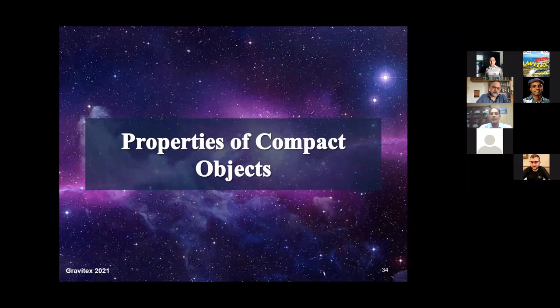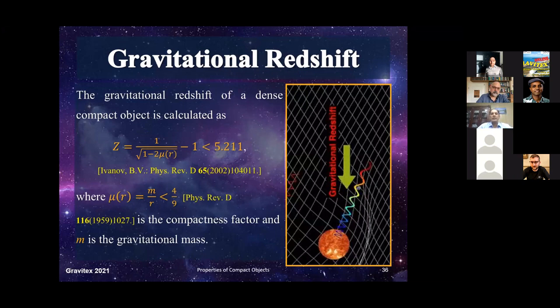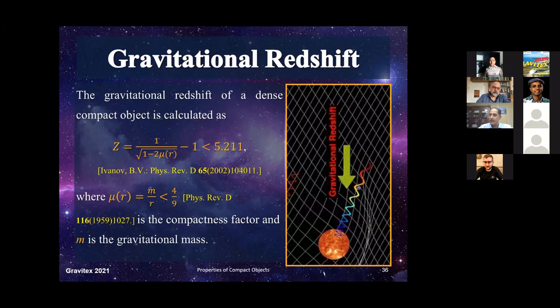Now let us discuss some properties of compact objects, which are used to discuss the characteristics of compact objects. This is the equation of state: the relation between state variables, for example, density, pressure, etc. This characterizes the state of matter under a given set of physical conditions. Then the gravitational redshift. This is given by the mathematical expression here. Z is found to be less than 5.211 in this paper. Here, mu is the compactness factor, whose limit must be less than 4/9 for the gravitational mass.